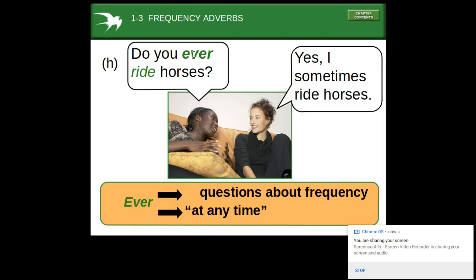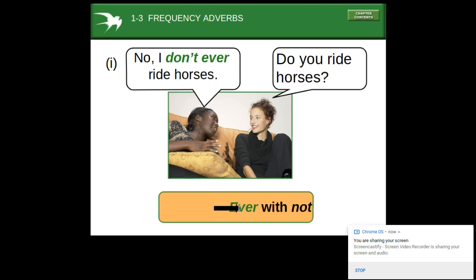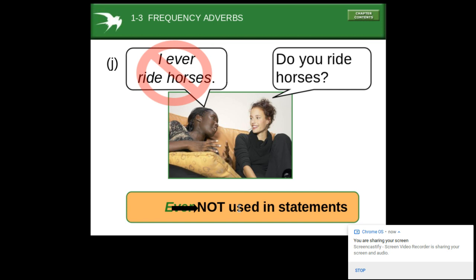So here she says, do you ever ride horses? Yes, I sometimes ride horses. Ever means at any time, right? Just like if I say to you, have you ever been to California? So at any time in your life, have you had that experience? No, I don't ever ride horses. Do you ride horses? Now, in a positive sentence, we would never say this, I ever ride horses. Maybe I sometimes ride horses, but not I ever ride horses.